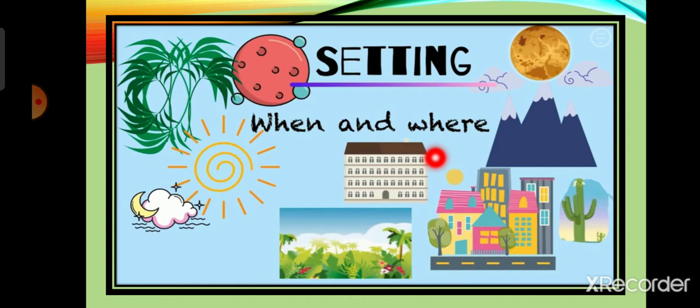Where? Where refers to the place, the area where the story takes place. It can be a mountain, a big city, school. It can be a jungle, a desert, a moon, or another planet. So the setting is when and where the story takes place.